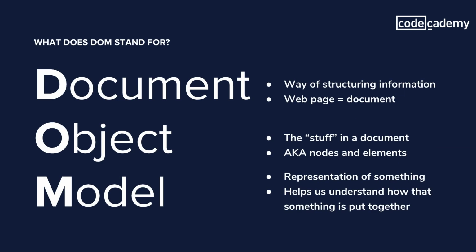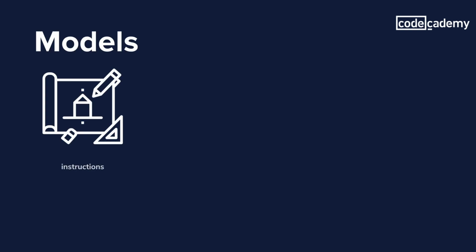The M in DOM is model. A model is a representation of something, and it helps us understand how that something is put together. There are models for anything you could think of, because complex things need some way to be universally understood, analyzed, and used. I'm sure you've seen blueprints, floor plans, IKEA directions, recipes. These kinds of models are instructions. They depict the objects in enough detail that someone can recreate the objects.